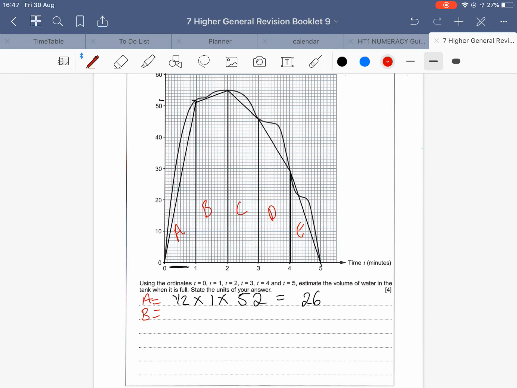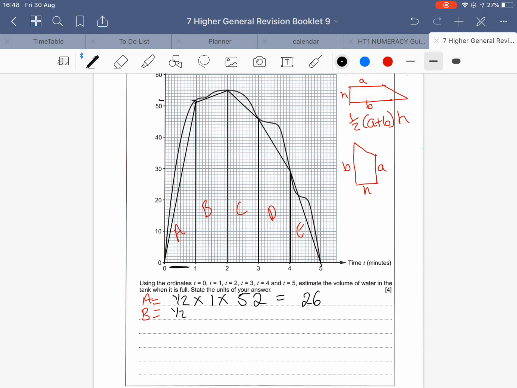Right, to do B, it's a trapezium, just turned around. In your formula booklet, you'd have a trapezium like this, and this would be a, this would be b, this would be h, and they would say it's a half a plus b times height. Just turn it so it's like this instead. So this is a, this is b, this is our height. So it's still half a plus b times height.